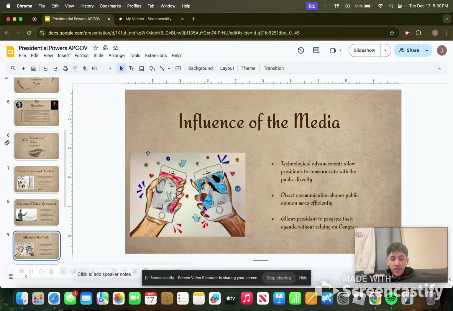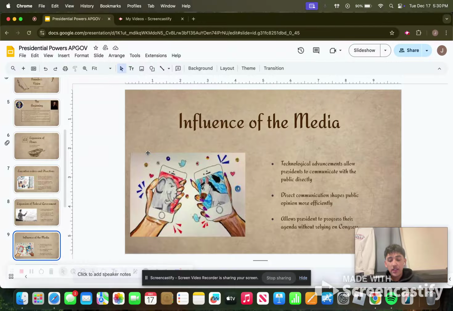The influence of the media. Technological advancements allow presidents to communicate with the public directly, such as Twitter, Instagram, Facebook. Direct communication shapes public opinion more efficiently, and it allows presidents to progress their agenda without relying on Congress.